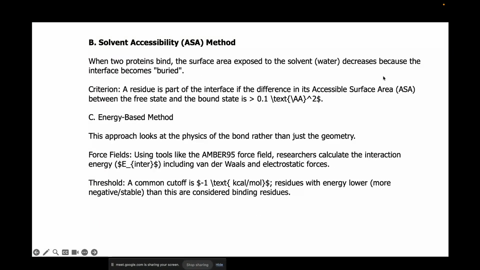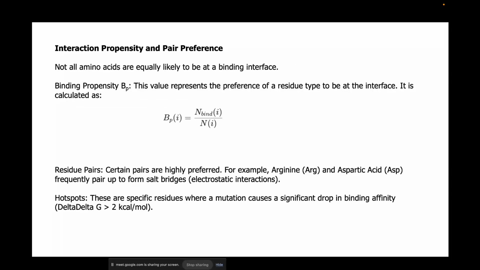Right. So all of these methods are used for computational prediction of protein folding, right? So this is another parameter that we use to predict, which is interaction propensity and pair preference. Not all amino acids are equally likely to be at a binding surface. If it is a binding surface, there are specific residues that are specific to specific functions. So in this case, at the binding interface, there will be specific residues.